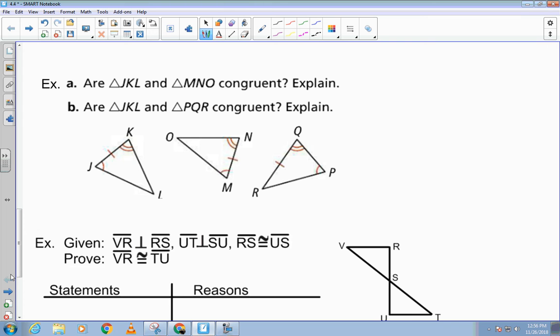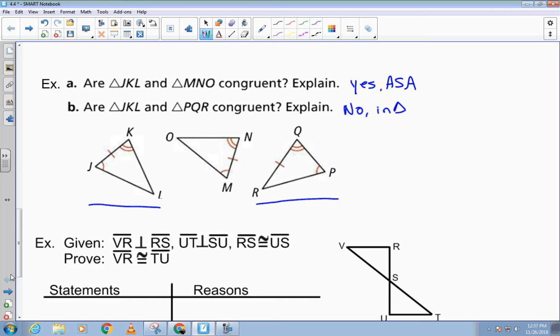Are these congruent to each other? Yes. Yes, by what? Angle, side, angle. I would guess. Angle, side, angle. Okay. What about JKL, which is the first one, and PQR? Yeah, why not? This one's side angle, but in this one, the side is not sandwiched in between the angles. Okay, so this one would be no.